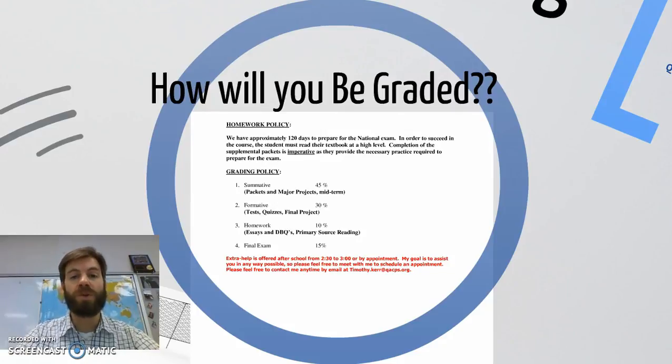Tests will be announced. They will know exactly when tests will be, and they will know exactly when packets will be due. So everything will be laid out for them, just like in a college course, as if they are getting a college syllabus. So they need to be prepared on a daily basis. How can they do that? By working on their packets on a nightly basis, as well as reading the mandatory reading on the schedule.